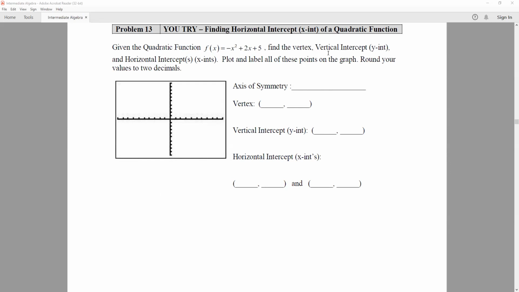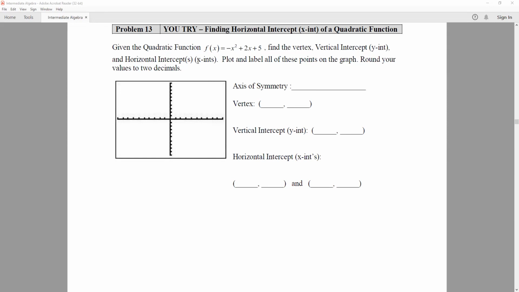Now, we want to find the vertex, we want to find the y-intercept, we want to find the horizontal intercept, and we want to plot and label all of these points on the graph. It says round your values to two decimal places. So we know what this means. Now, the thing that I've been talking about every time is to read the whole problem. If you read the whole problem, you would understand what you are supposed to find and all that you're supposed to do. So with this one, first of all, let's find the vertex.